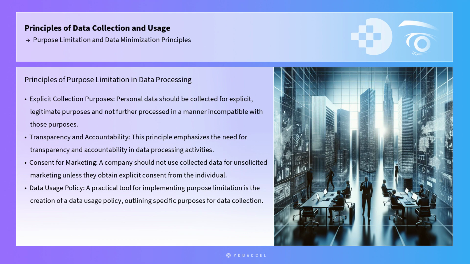This approach requires organizations to clearly define and communicate the purposes for which data is collected at the point of collection. A practical tool for implementing purpose limitation is the creation of a data usage policy, which outlines the specific purposes for which data is collected and ensures that all data processing activities are aligned with these purposes. Regular audits can help verify compliance with these policies and identify any potential deviations that need to be addressed.